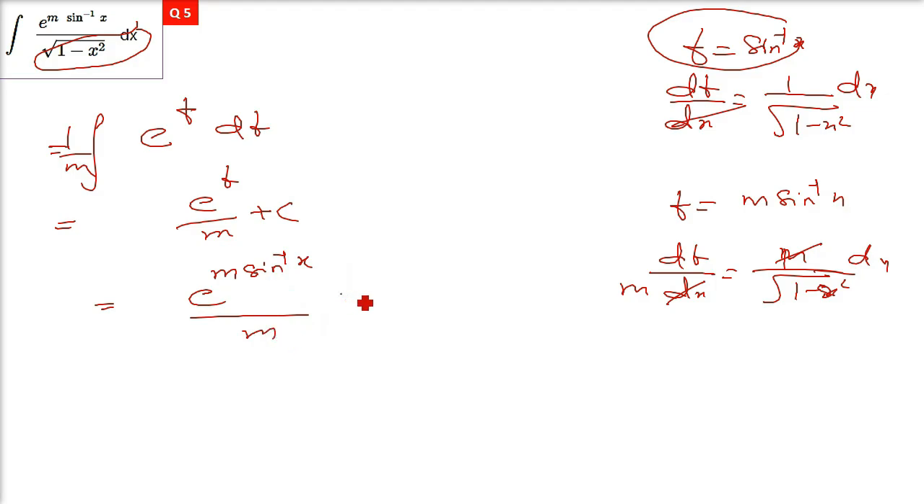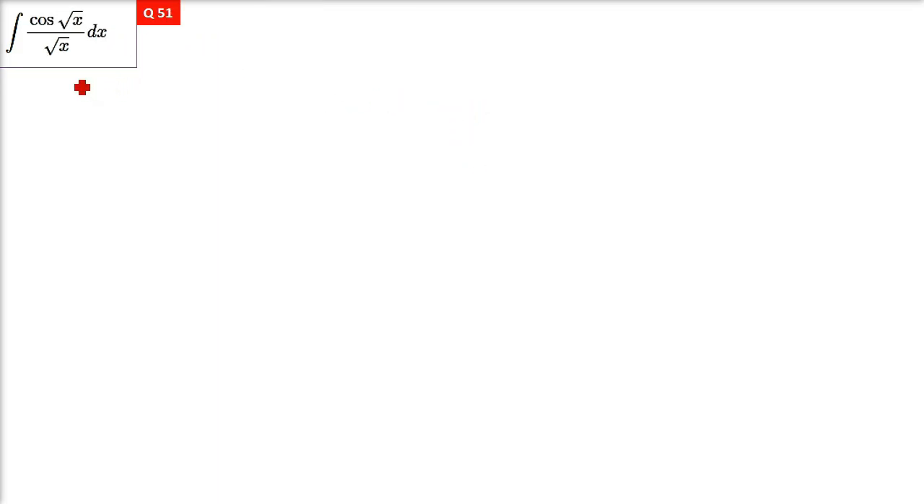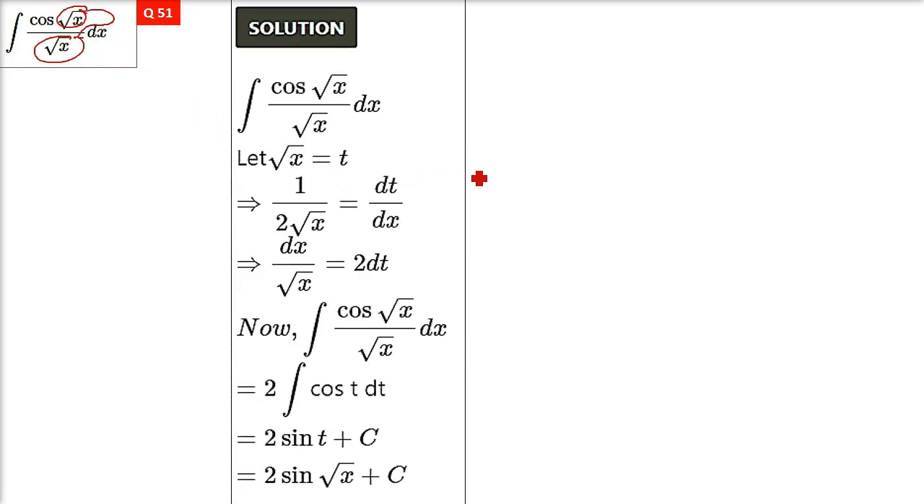Now I solved it like this. I'll show you the solution or the reference in a different way. Now let's see here. Here t was taken as sine inverse x. So there is just one step which was increased. Cos root x by root x. So this root x, when you put it as t, you will get 1 by 2 root x as the term which we already saw. A question like this. So just see the reference and go ahead.